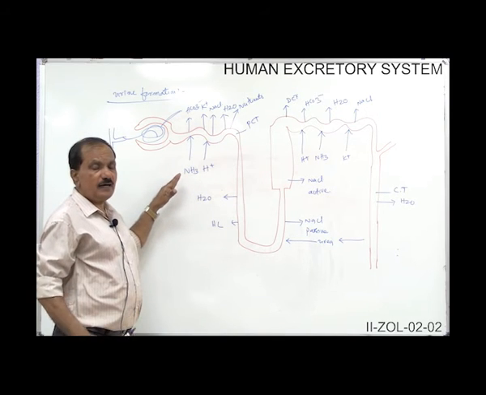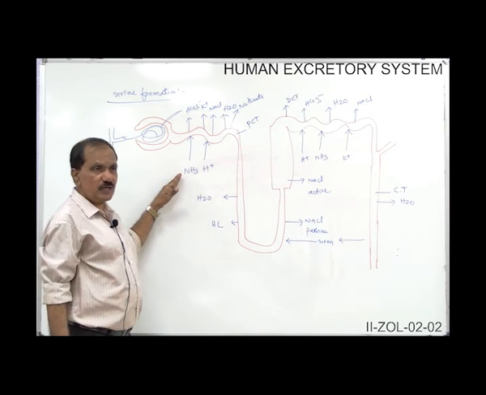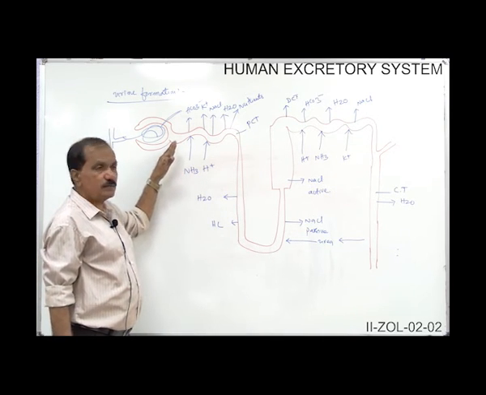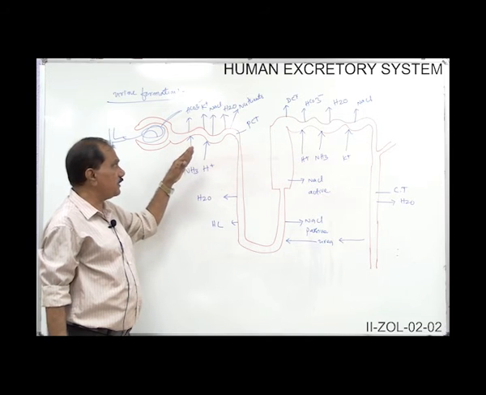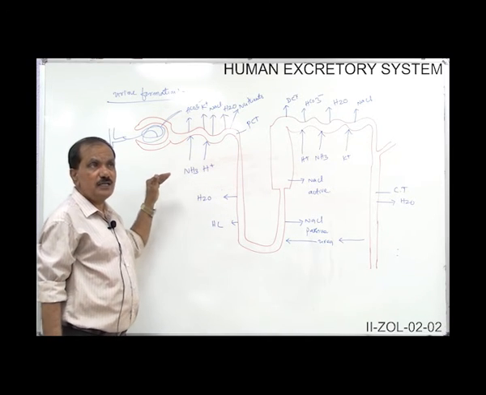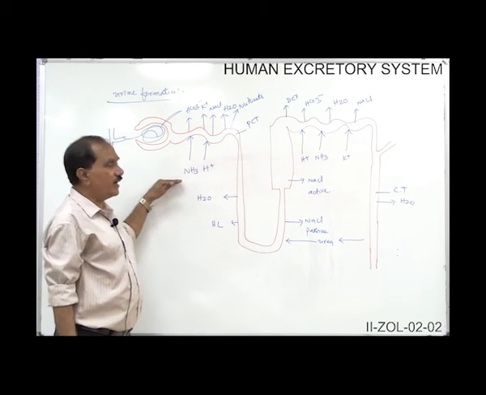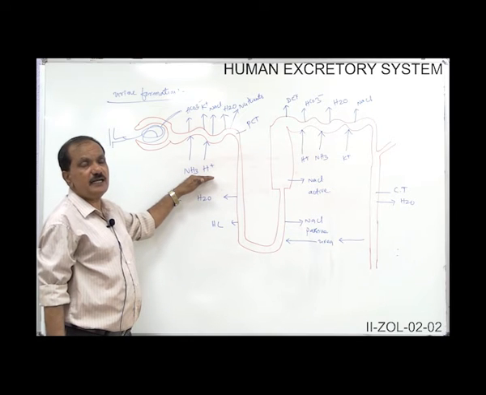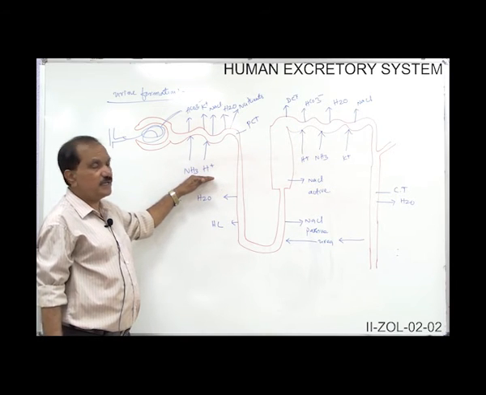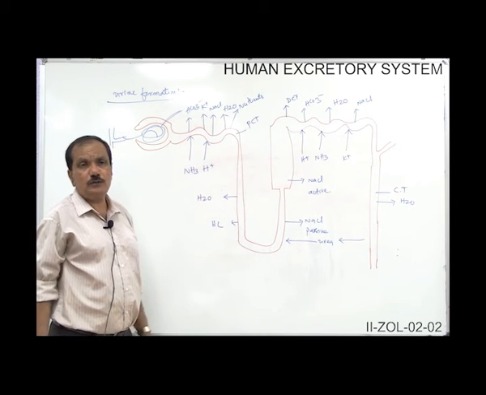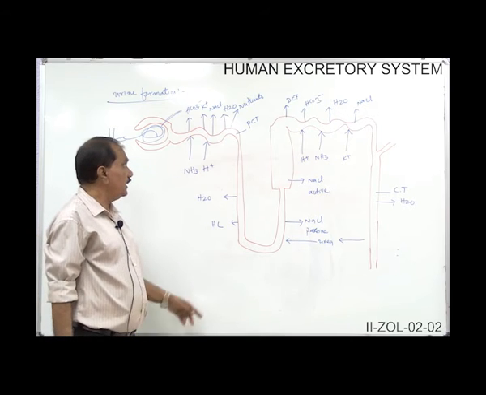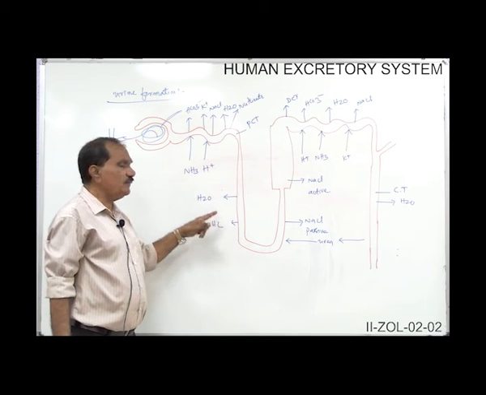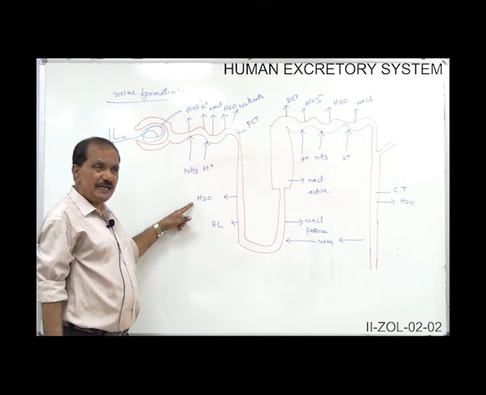And the products which are secreted: the proximal convoluted tubule secretes ammonia and the H plus ion. The second part of the nephron is called the Henle's loop.